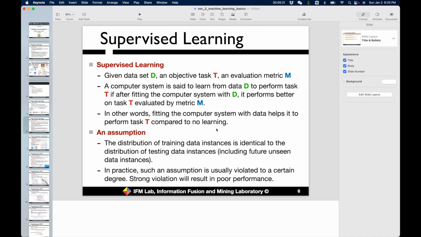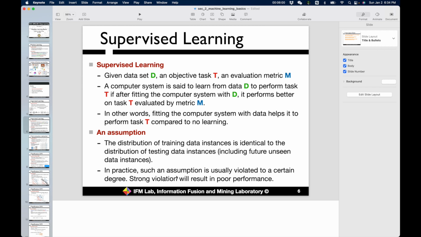And how can supervised learning be successful? Normally we have some assumptions for the data in both the testing set and the training set. The assumption is that the distribution of training data instances is identical to the distribution of testing data instances, including the future unseen data instances. This is a very strong assumption because it says identical, the same as. However, in the real world or in real practice, such an assumption will be violated to a certain degree.